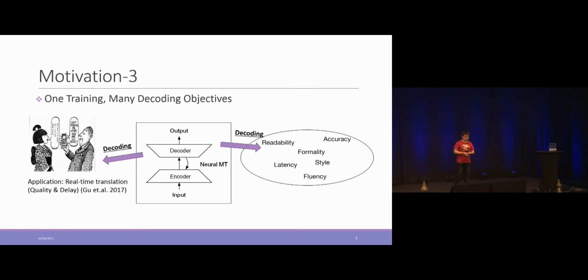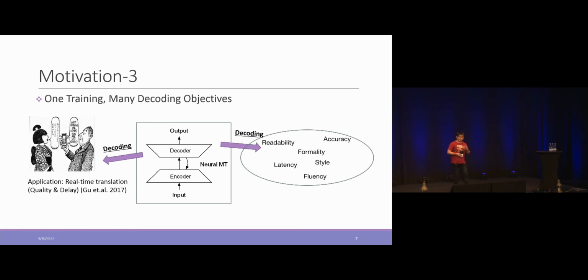The third thing is maybe our hope is to have one trained model that can apply to many different objectives. For example, we train a model on a very big data set, but we can decode it for many different purposes, for example, readability, accuracy, latency, or styles. Or we can use the trained model applied on different tasks.